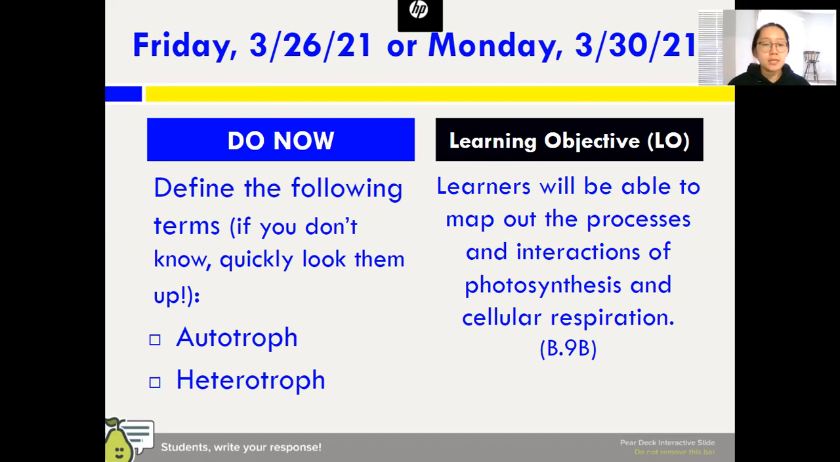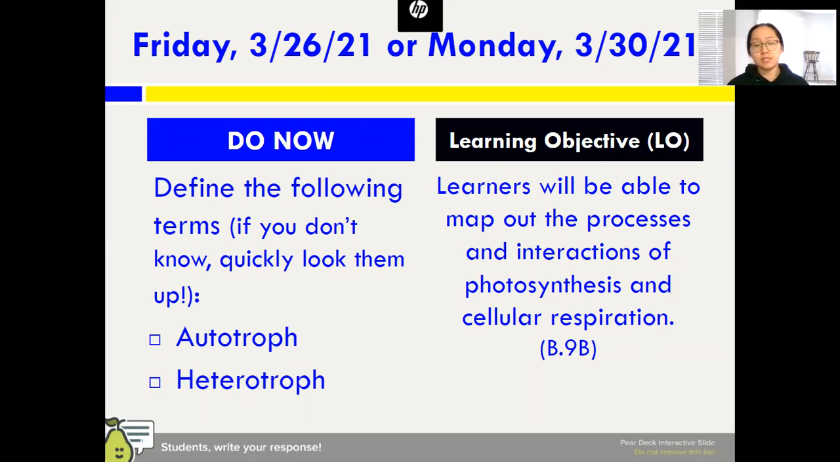So first thing is the do now. I'm going to ask that you first look up, if you don't know them, or just define the following terms, and you're going to type those responses out in your pair deck. The first term is autotroph. The second term is heterotroph. So go ahead and either define them or look them up if you're not sure, define them in your own words, and pause in order to do so.